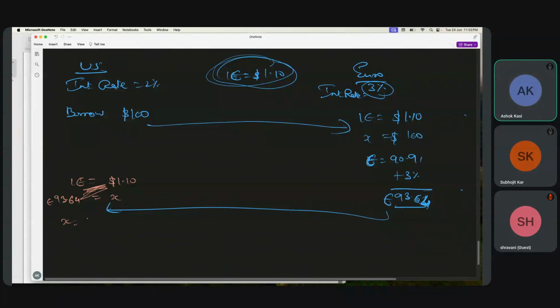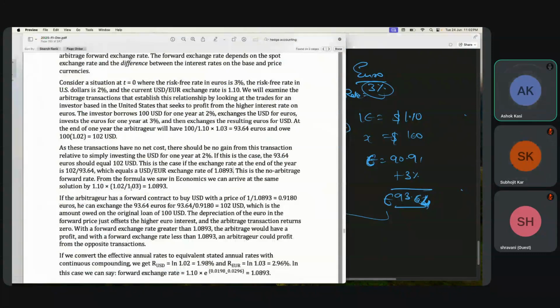It's 103.004. You will repay 102, correct? 102 you have to pay. So yeah, it's 1.004. Still making profit. Okay.